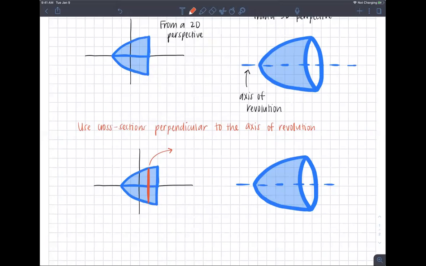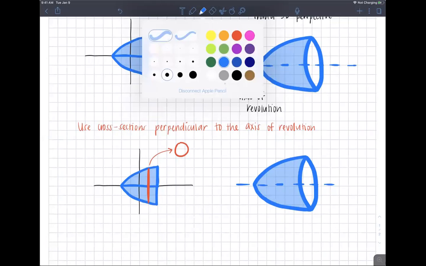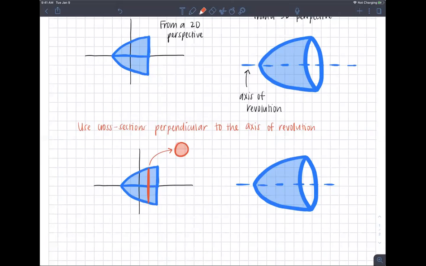Yeah, it's going to be a circle, right? So from a 3D perspective, this is what it looks like, and it would be filled in. Right, so something like that. So if I draw it over here, what it looks like is this, and that would be filled in, right? So yeah.